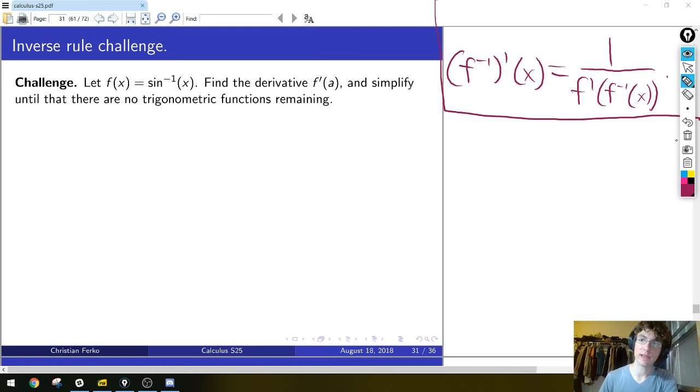Now I'll ask you as a challenge, we're going to find the derivative of arc sine, the inverse sine function, using this formula. So if f of x is the arc sine function, sine inverse of x, what is the derivative f prime at x? So using this formula, what should I do to get the derivative of sine inverse?